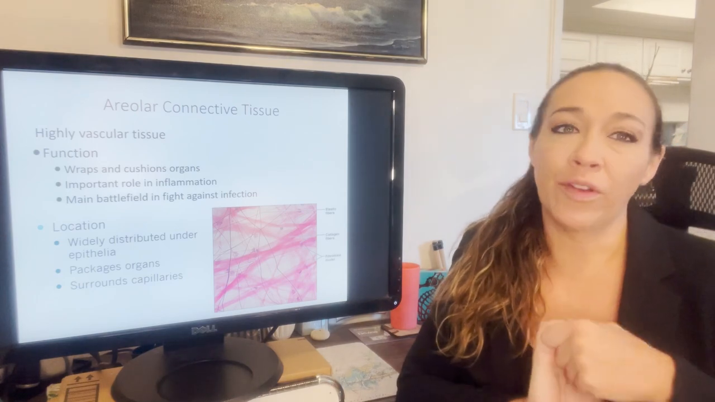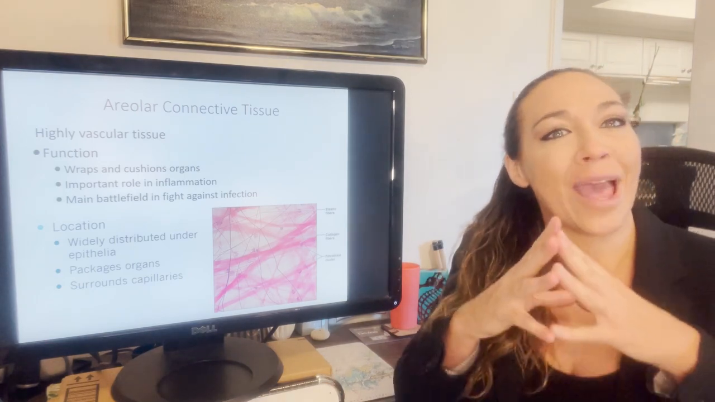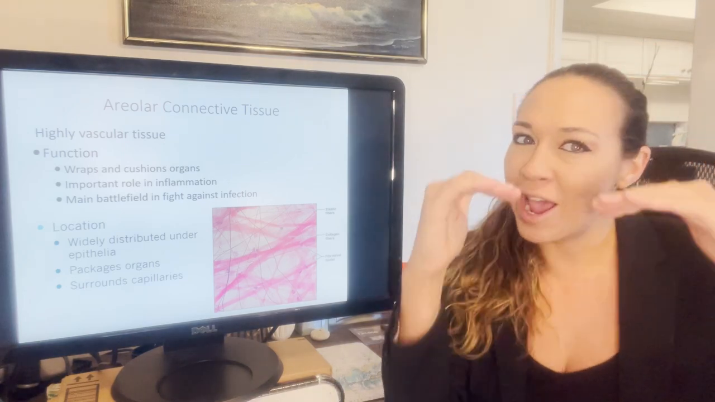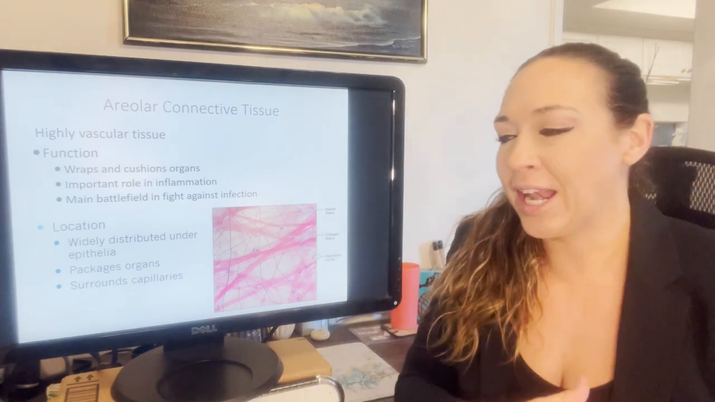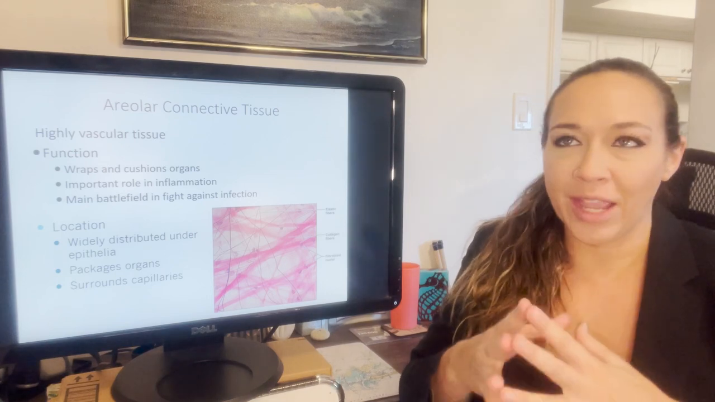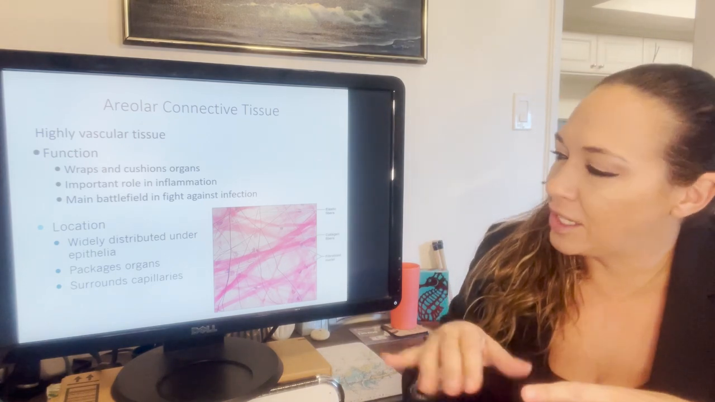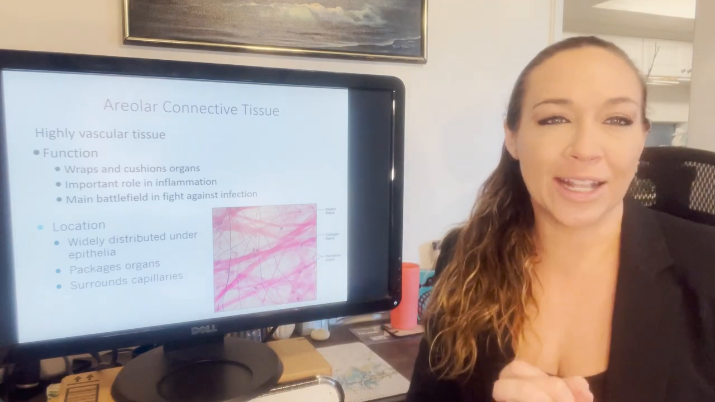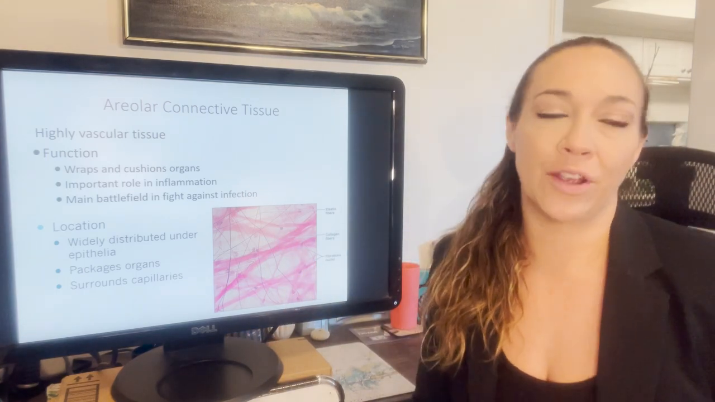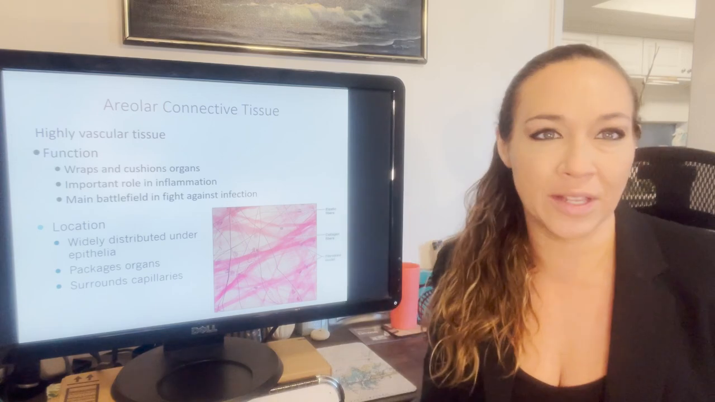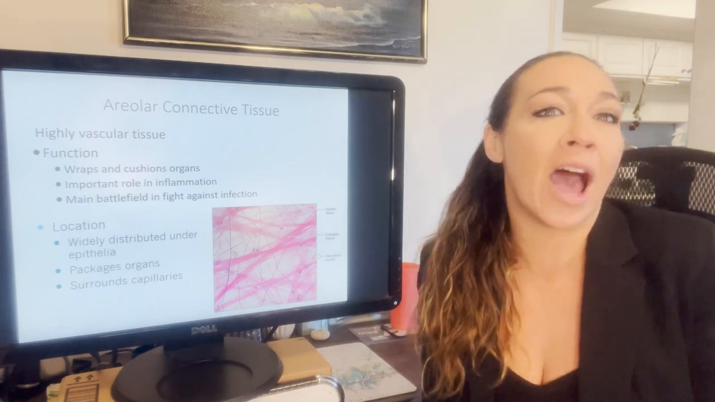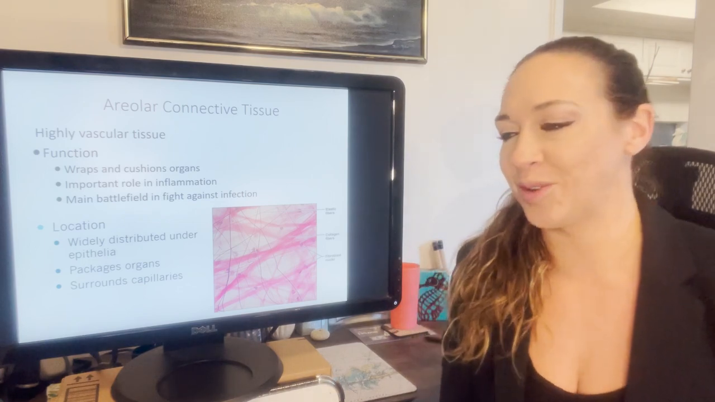Now, these guys do have a very wide distribution, typically under the epithelial. So remember, the epithelium is like the top layer, and then we're working our way down, we're working our way deep, right? So they are under the epithelial, and you can, again, see right here, they're basically just surrounded by these capillaries. And that's really important, again, because we are fighting infection, we are reducing inflammation. So when you have to send those histamines in to reduce the inflammation, you have that basically highway to do it pretty quickly, which is great.